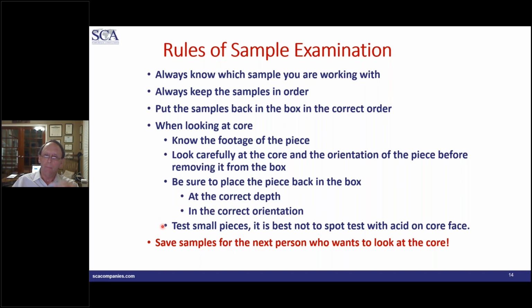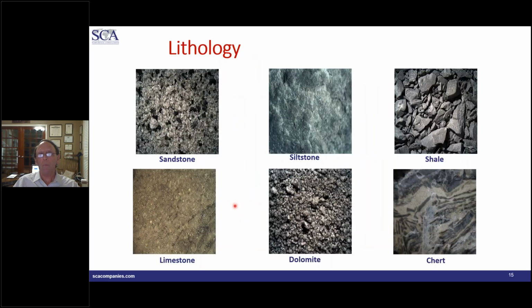And I mentioned a minute ago, test small pieces, break off a little chunk of the core, because we don't want to do a spot test with acid on a core face. It leaves lots of little dots. In other words, we want to save the samples for the next person who wants to look at the core. We extract our information, and there will be someone else who comes along and wants to look at those core cuttings at a later date.